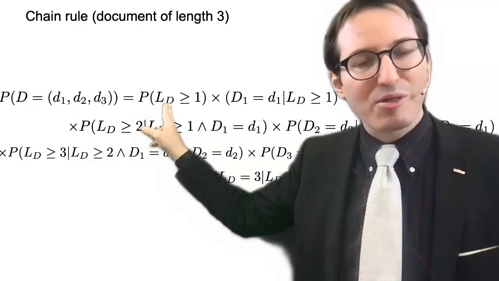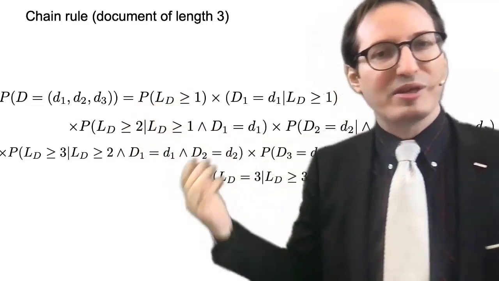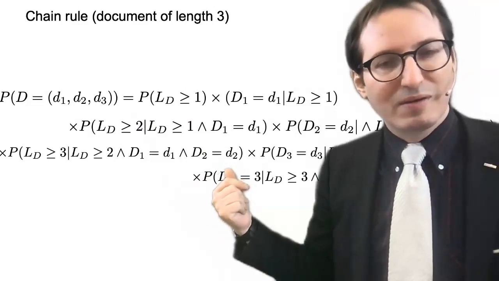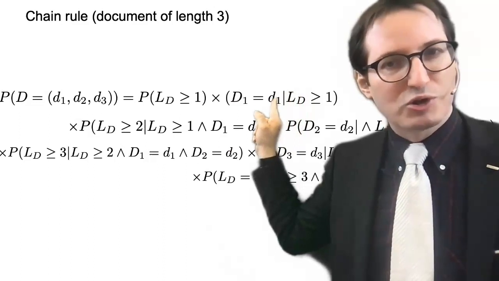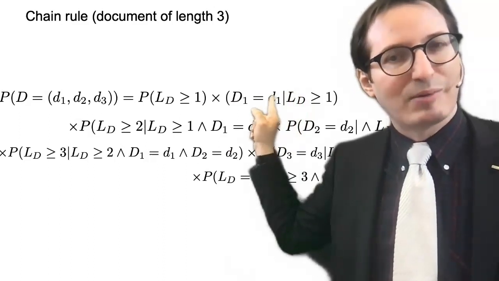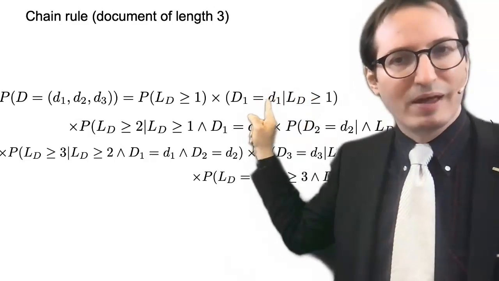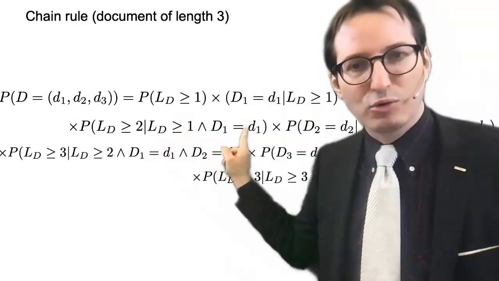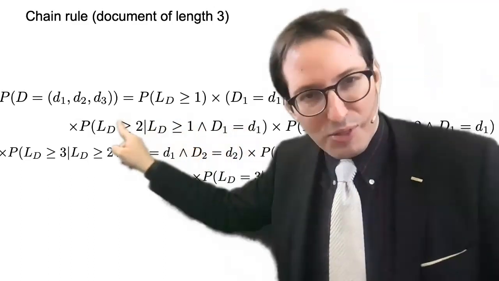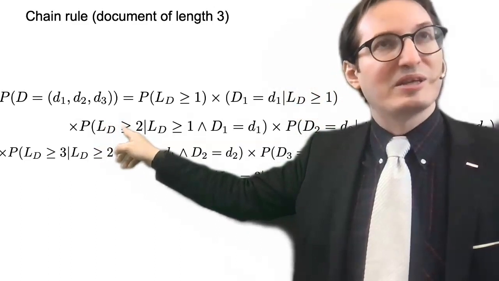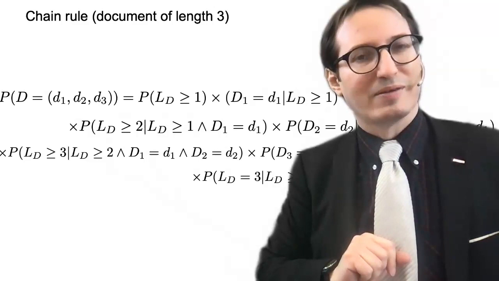First, you would have the length. You need the length to be at least 1, right? So let's take the probability that the length is at least 1. What else do we need? We need, given that the length is at least 1, that the first term is D1, right? Now what I get here is the probability that the length is at least 1 and the first term is D1. So now that we have these two, the third thing that comes in is the probability that the length is at least 2, knowing that it's at least 1 and that the first term is D1.